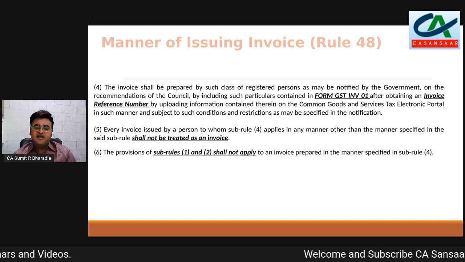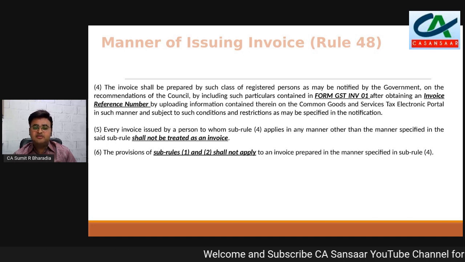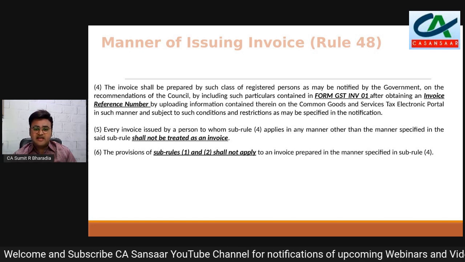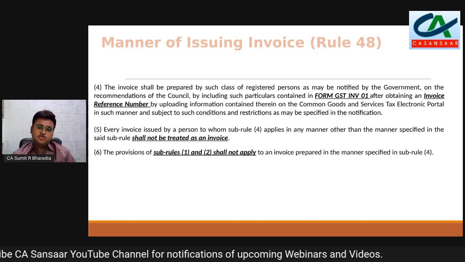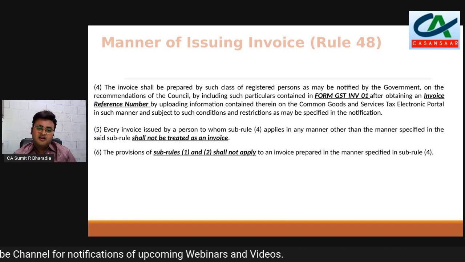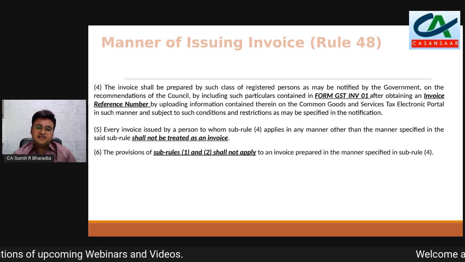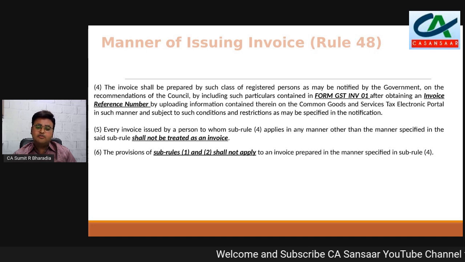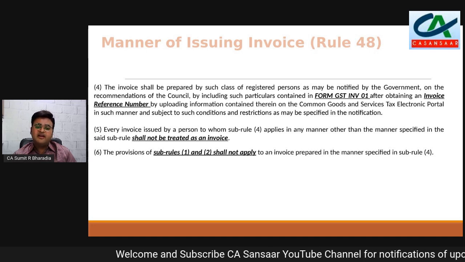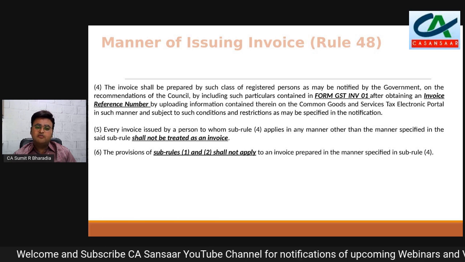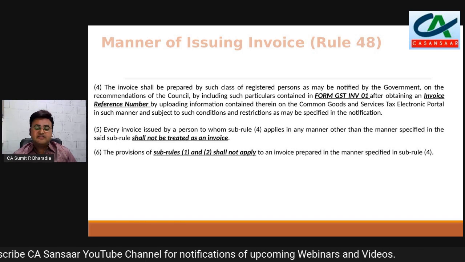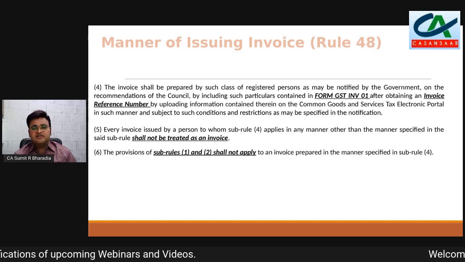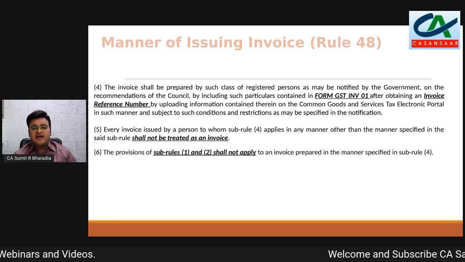Sub-rule 5 states that every invoice issued by a person to whom sub-rule 4 is applicable, that means to whoever e-invoicing is applicable, such person has to mandatorily issue an e-invoice in the form specified. And sub-rule 6 states that sub-rule 1 and 2, that is duplicate and triplicate, need not be prepared. So from sub-rule 5 we get to know that if a person to whom e-invoicing is applicable does not prepare the e-invoice and issues a normal invoice, such invoice is not treated as a valid invoice.